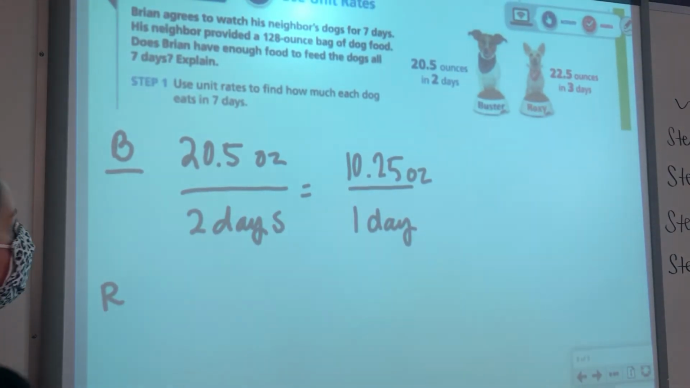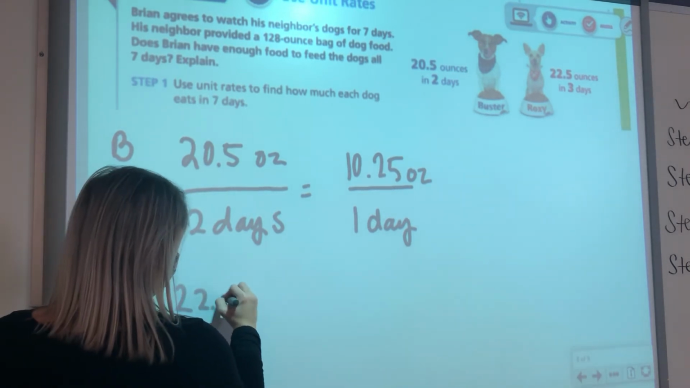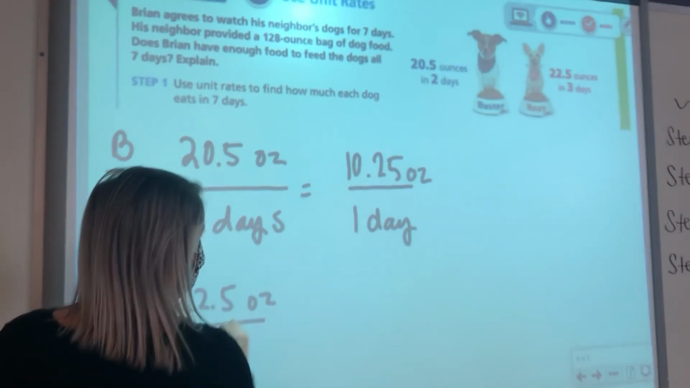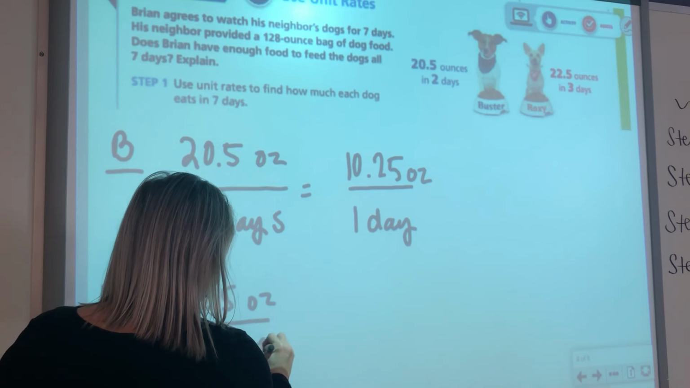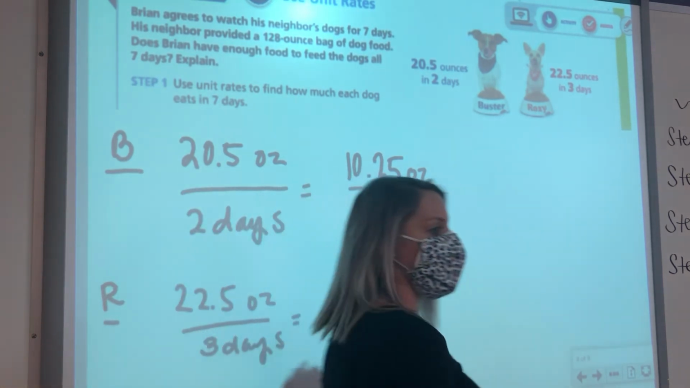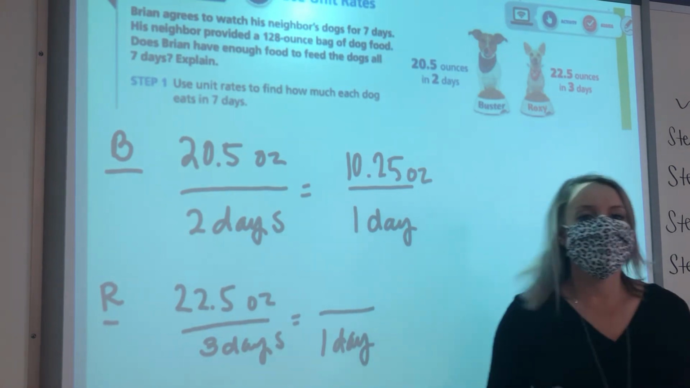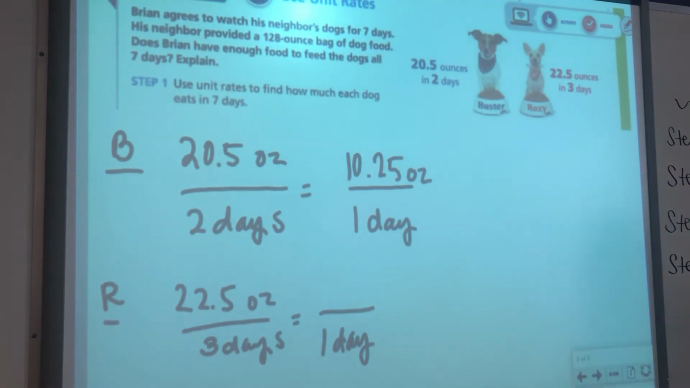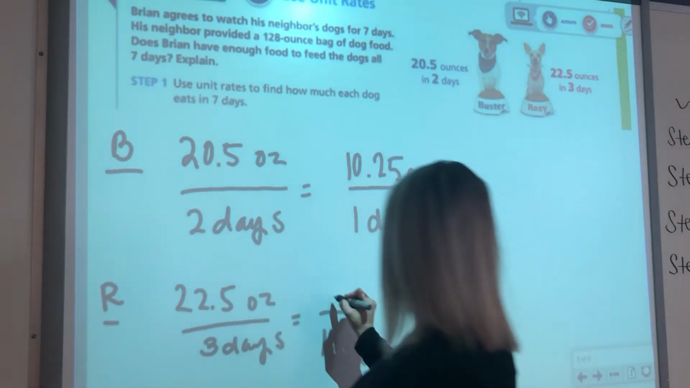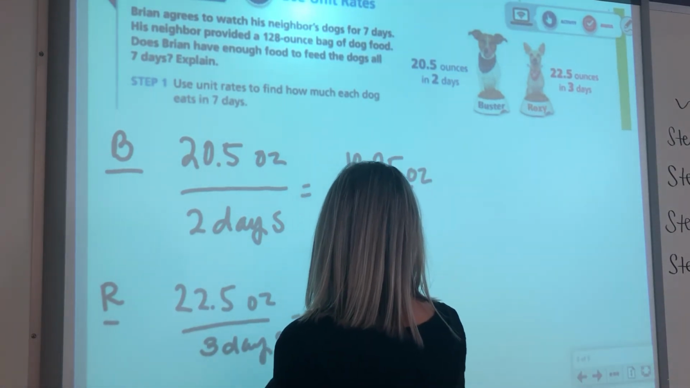Okay, so Roxy, 22.5 ounces in 3 days. How much does Roxy eat in 1 day? 7.5 ounces. Agreed? Yes. Buster is a giant.